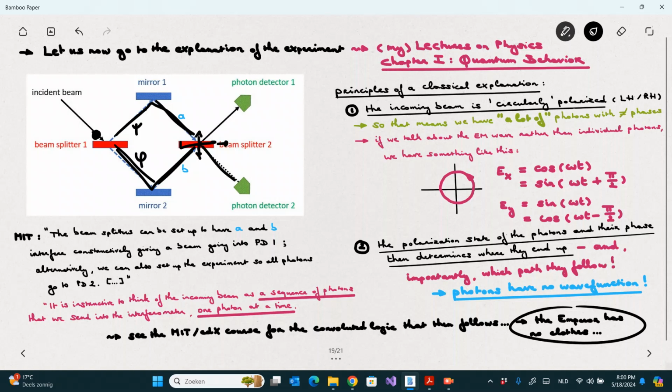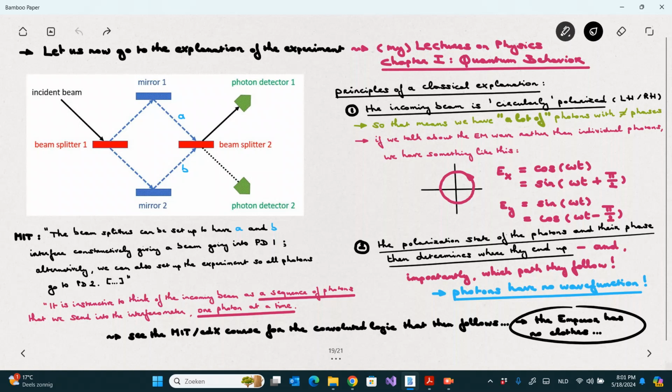You move this thing a little bit out, or a little bit up and down, and then suddenly it goes here or it goes there. It's utter nonsense, I'm sorry to say. The Emperor has no clothes. That's another text of mine.